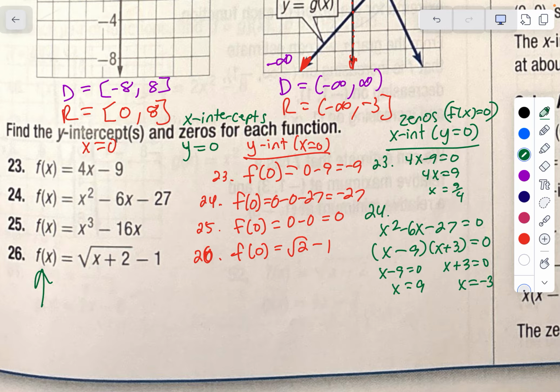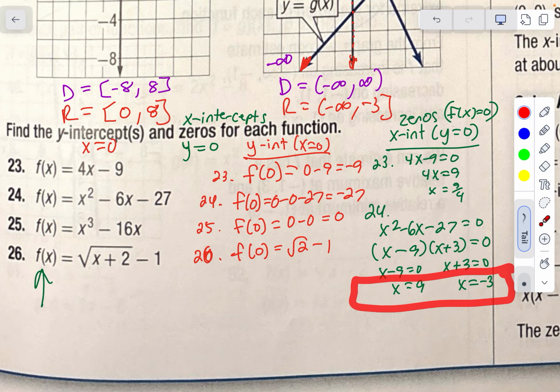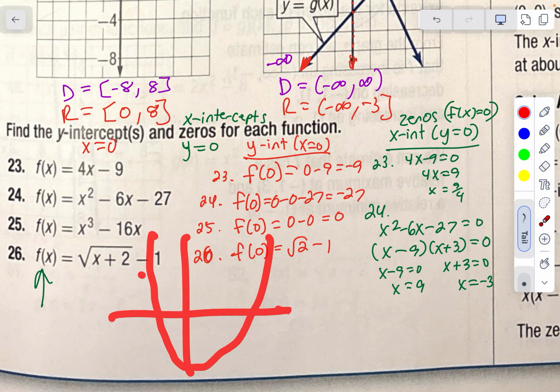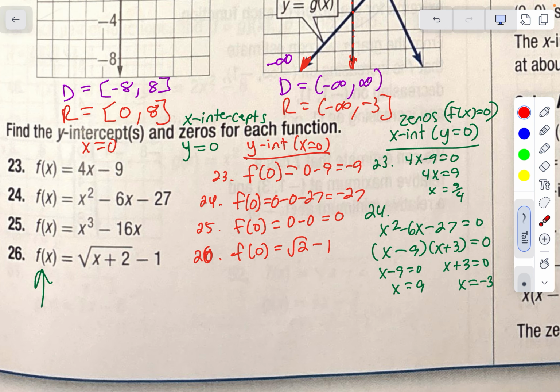So if you were to go into Desmos and type 24's f of x equals x squared minus 6x minus 27, you should hit the y-axis at -27. You should hit the x-axis in two places, +9 and -3. And the reason is because it is a parabola that looks something like that. And so you hit the x-axis in two places and the y-axis down there at the bottom, way low, okay? Everybody good with 24's x-intercepts?